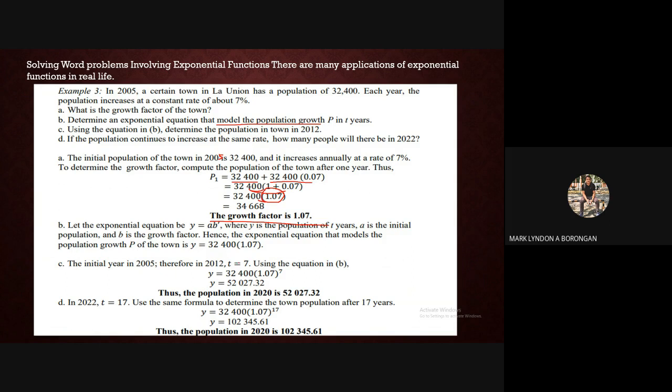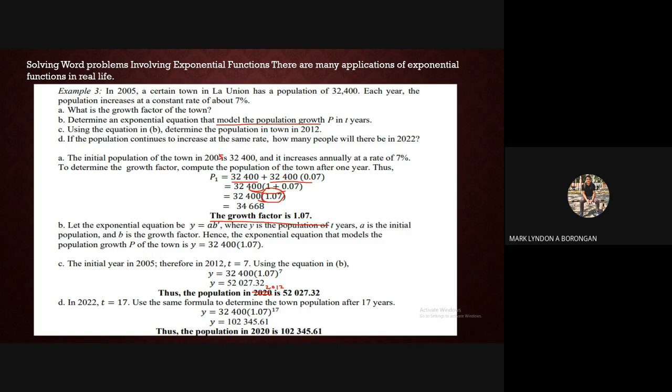So using the equation in B, you'll now have 32,000 times 1.07 to the power of 7. Okay, the gap between 2005 and 2012 is 7 years. So that will become 52,027.32. Thus, the population in 2012 is 52,027.32. Okay?